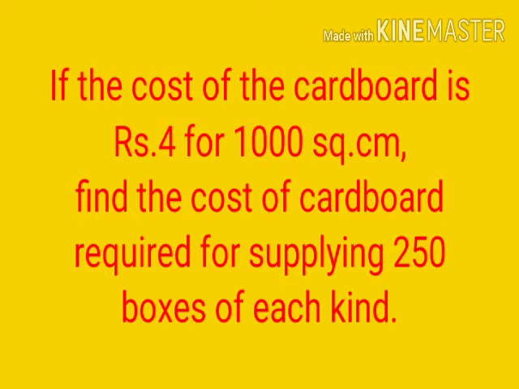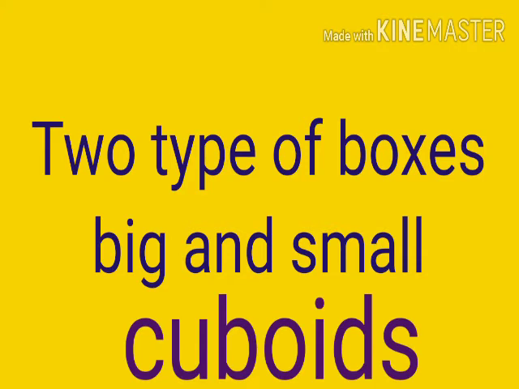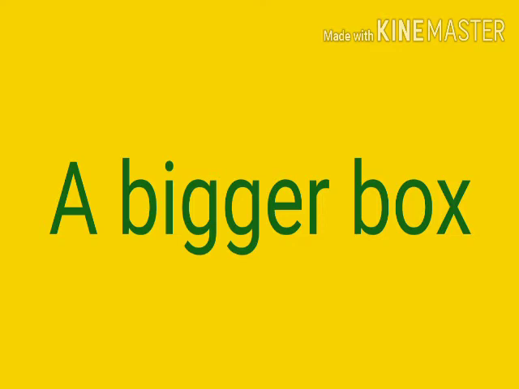In this question, it is given that two types of boxes were required. That measures are also given. From that given measures, we should identify that two boxes are in the shape of cuboid. One is the bigger one and the other is the smaller one. According to the question, they have to make two types of boxes. So, for making the bigger box, how much cardboard is required? That we have to find first.